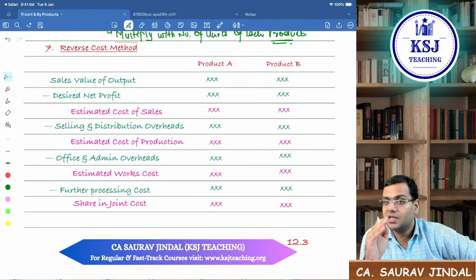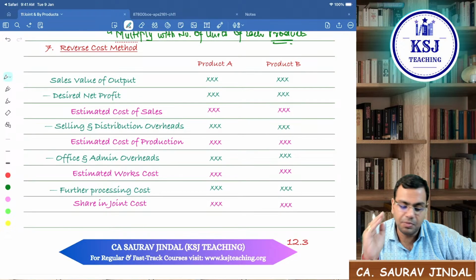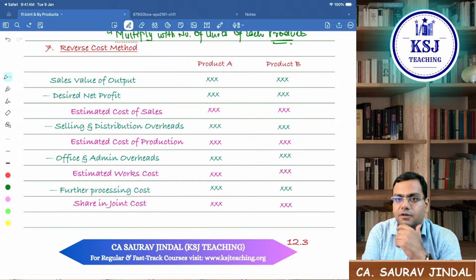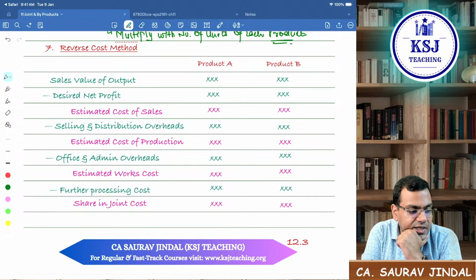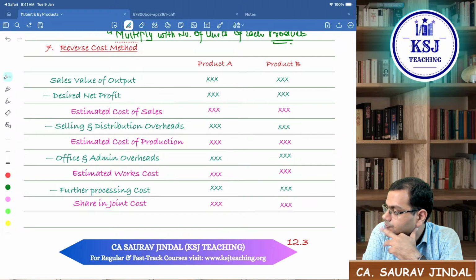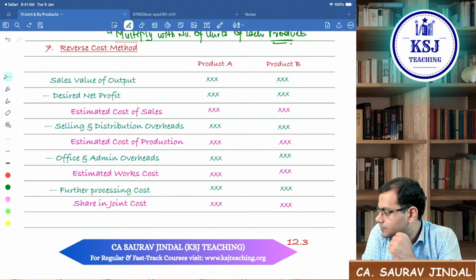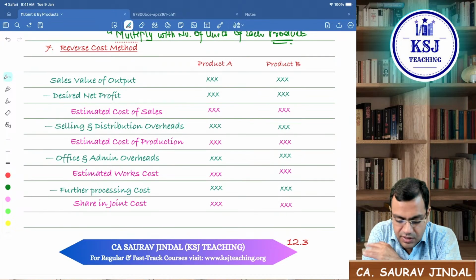First, please tell me if this much part is clear to you people. Yes. First tell me if this much part is clear to you. Please let me know if this much part is clear. Then I'll move to the reverse cost method.